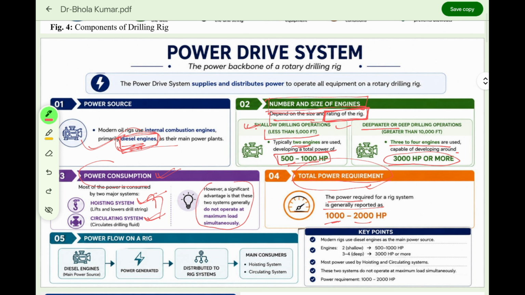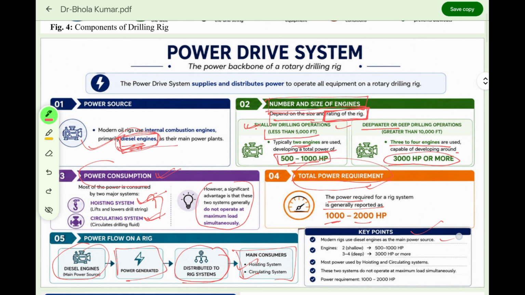The next point is the power flow on the rig. This is the flow path, showing how power is transferred from one system to another. The diesel engine is the main power source; that power goes to the power generator, then the power is distributed to the rig systems and the consumers. Who are the biggest consumers? The hoisting system and the circulating system. These are the key points you can remember if you want to know the theoretical things, right?